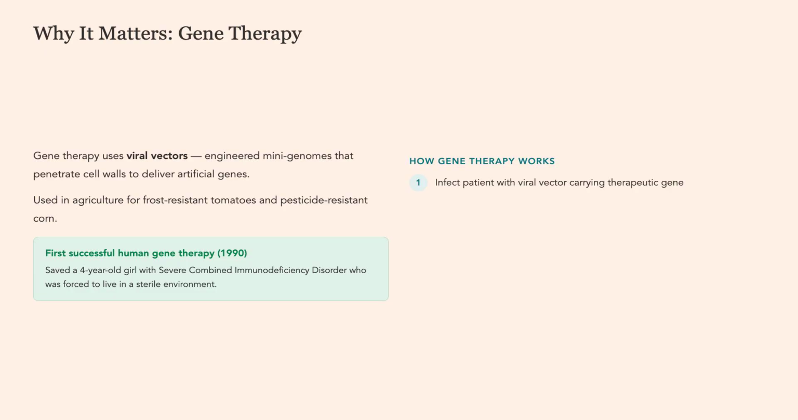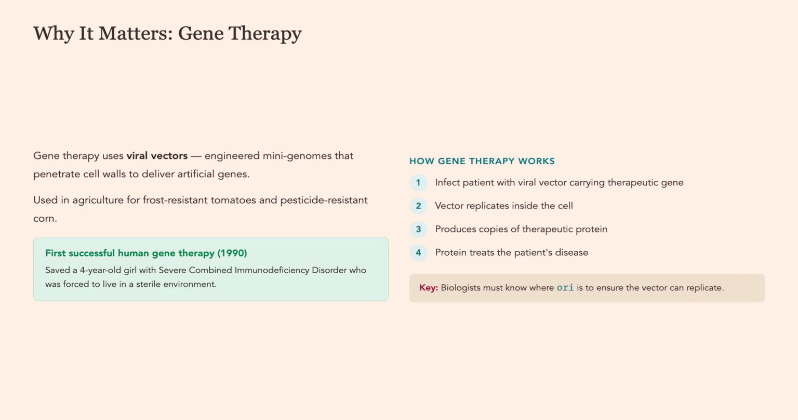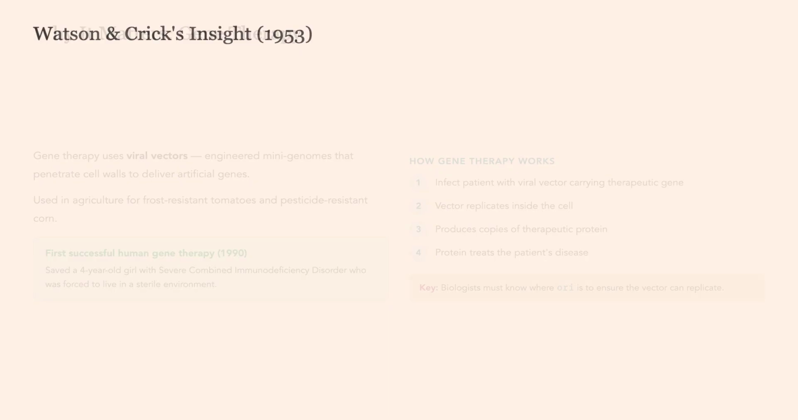You intentionally infect a patient who lacks a crucial gene with a viral vector containing an artificial gene that encodes a therapeutic protein. Once inside the cell, the vector replicates and produces many copies of the therapeutic protein, which then treats the patient's disease. But here's the key point for bioinformatics. For this to work, the vector must be able to replicate inside the cell. That means biologists must know exactly where ORI is in the vector's genome and ensure that their genetic modifications don't accidentally disrupt it.